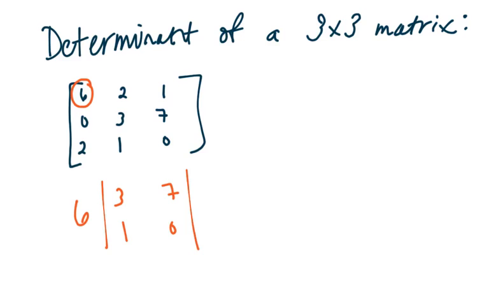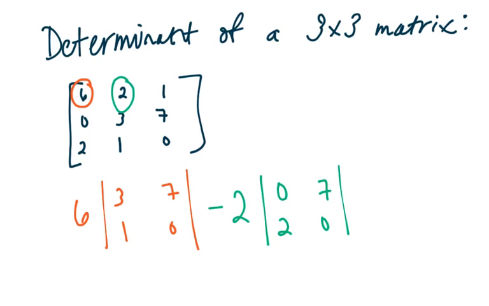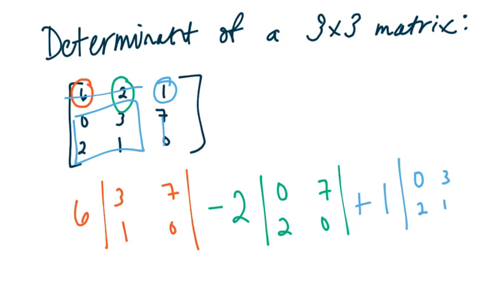Then when you switch to the middle row, you're going to subtract, and we take the number I just circled, 2, and you're going to multiply it by the determinant of the submatrix that remains, which is 0, 7, 2, 0, from here and here. And then we switch again, so then we're going to plus this value, 1, times the determinant of the matrix that remains, the submatrix that remains when I cross out its corresponding row and column. So that's going to be 0, 3, 2, 1.